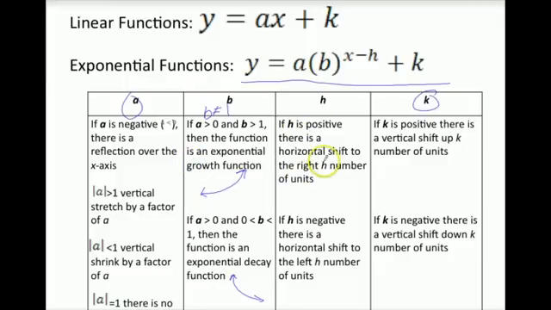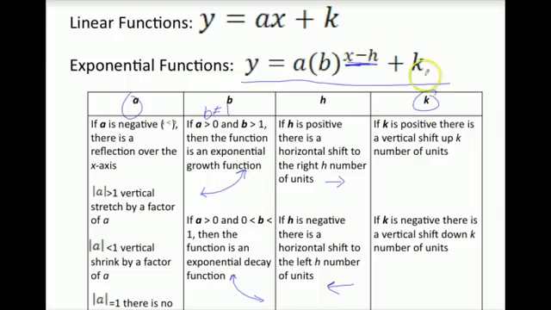If h is positive, there's a horizontal shift to the right, h number of units. If h is negative, there's a horizontal shift to the left, h number of units. Now h also is just pertaining to exponential. And keep in mind, since it's the parent function form x minus h, it's always going to be opposite of what it appears to be. But it's because the parent function is the form x minus h. So that changes that sign.